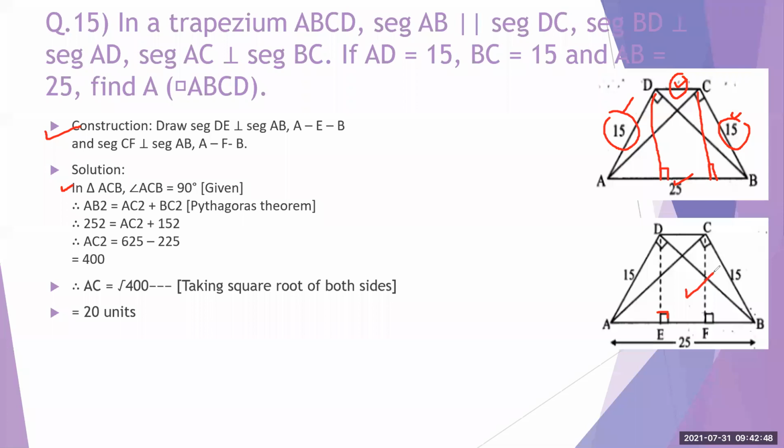In this triangle we use the Pythagoras theorem. Since angle C is equal to 90 degrees, we get AB square is equal to AC square plus BC square. So values डाली, we get AC square is equal to 400. So AC is equal to under root of 400. So we get AC is equal to 20. ये value आपको मिल गई. This one, AC. We have got this value. ठीक है?